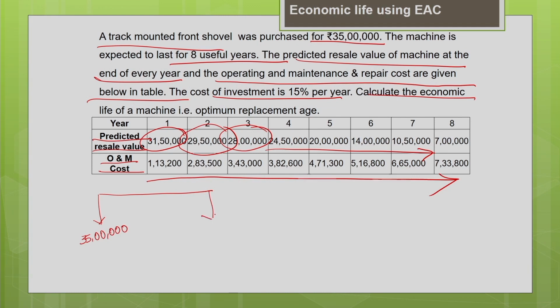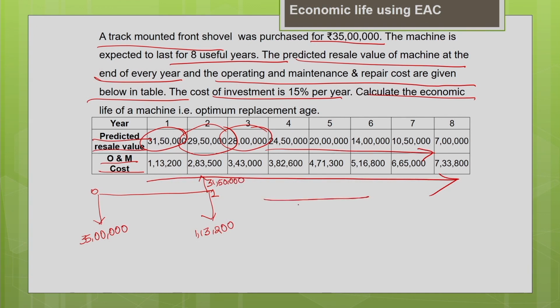So at the end of year 1, the operating and the maintenance cost is 1 lakh 13,200. Its salvage value, if you are going to sell this machine at the end of year 1, see this is year 1, this is time equal to 0. At the end of year 1, if you are going to sell it, the salvage value will be 31 lakh 50,000. So this is the cash flow diagram for year 1.